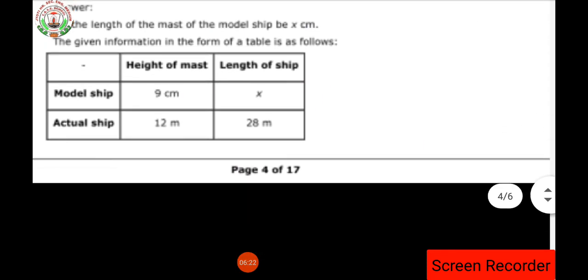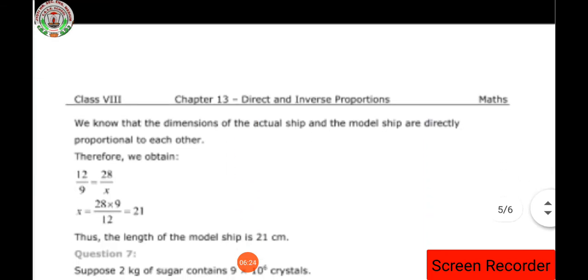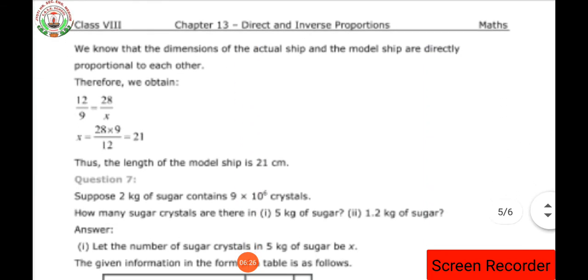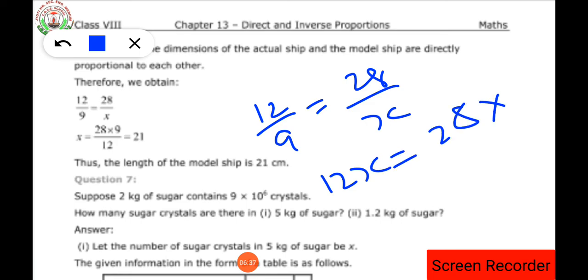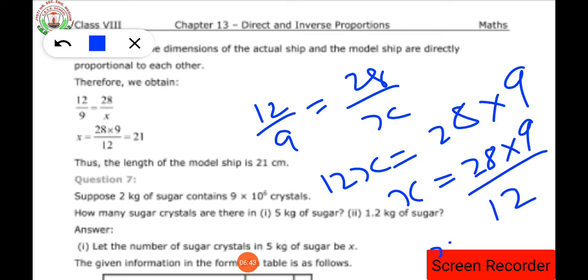One by one we are going to see the solution of this. Since it is a direct proportion, 12 upon 9 is equal to 28 upon x, isn't it? So 12x will be cross multiplied with 28 into 9. So x is equal to 28 into 9 divided by 12. We will get the answer as 21 centimeter. So this is the required answer.